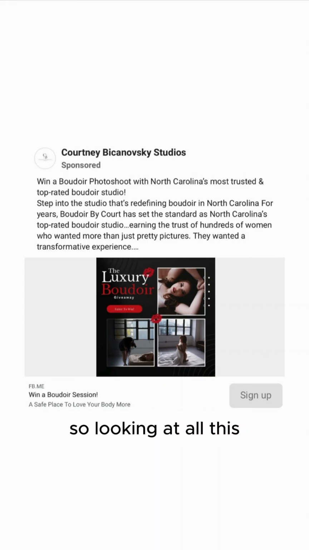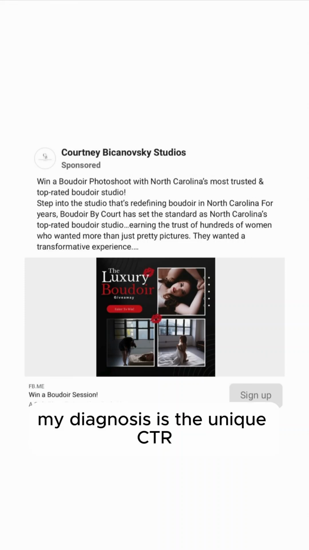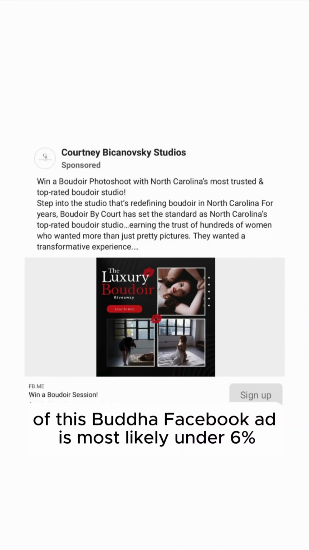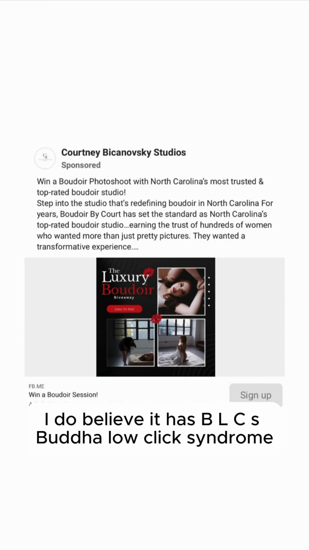So looking at all this, my diagnosis is the unique CTR of this Boudoir Facebook ad is most likely under 6%. Therefore, yes, I do believe it has BLCS, Boudoir low click syndrome.